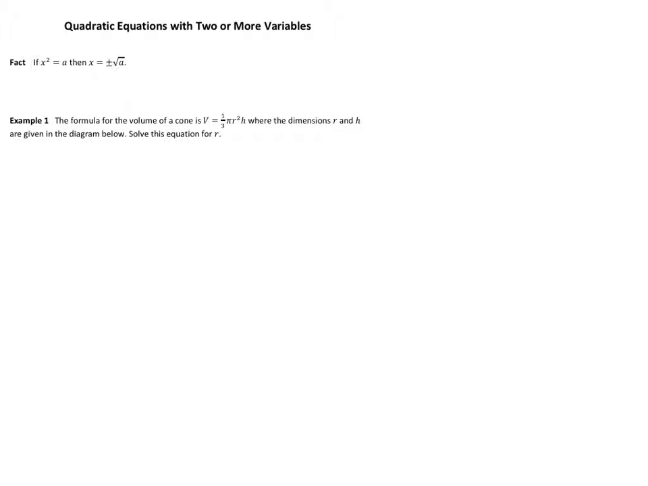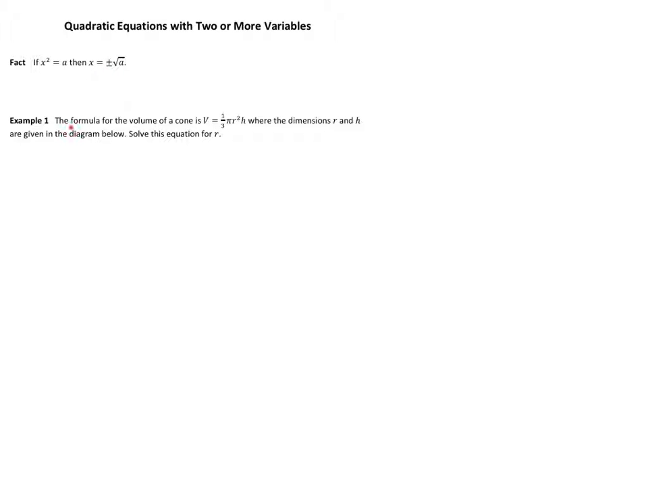In this lesson, we're going to solve quadratic equations that have two or more variables. To do so, we're going to again go back to the square root property, where if you have x squared equal to a number and you want to solve for x, you can take the square root of both sides, provided that you put this plus or minus in front of it. Let's use this in example 1.